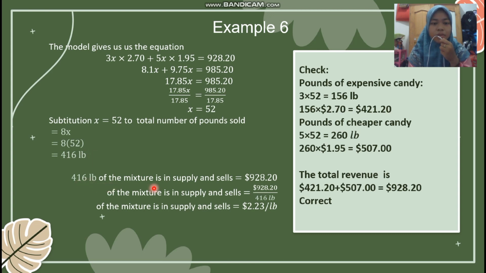416 pounds of the mixture is in supply and sold for $928.20. $928.20 divided by 416 pounds of the mixture in supply and sold is $2.23 per pound, and we can check this is correct.